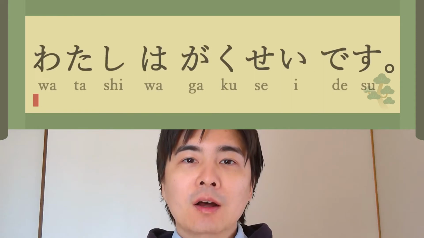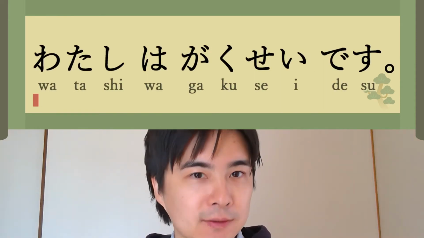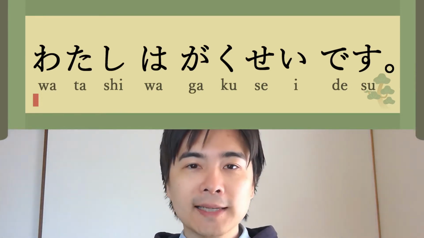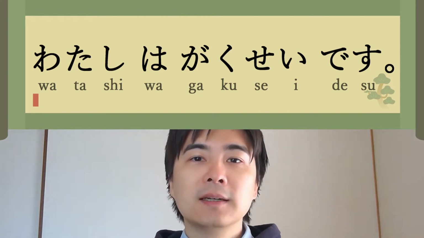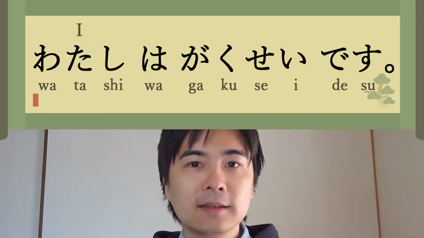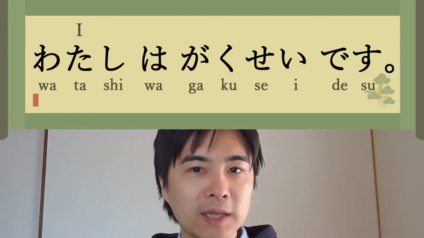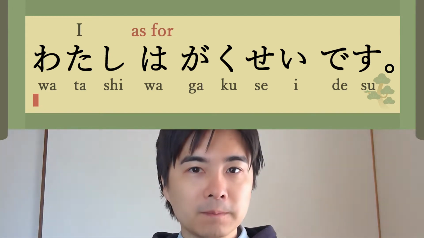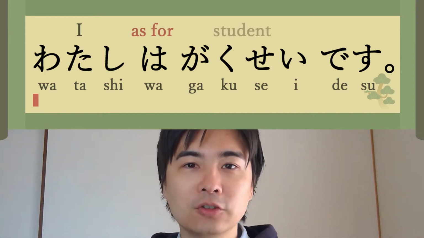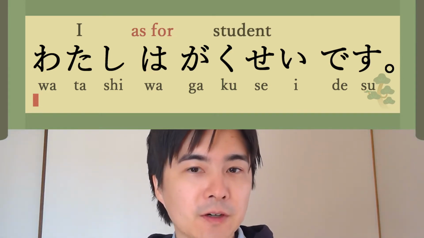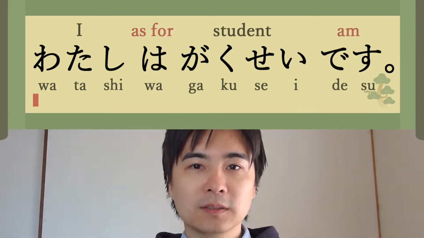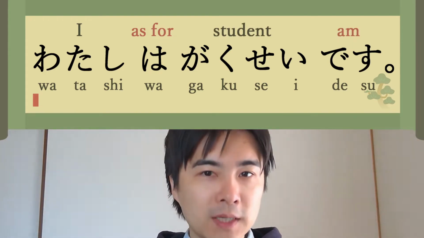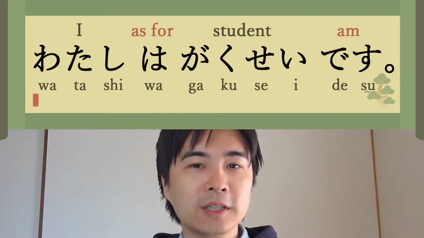For example, 私は学生です。This means I am a student. 私 means I. は is a topic marking particle meaning as for. So 私は means as for me. 学生 means student. です is a linking verb meaning am in this case. So 私は学生です means as for me, I am a student. So it means I am a student.